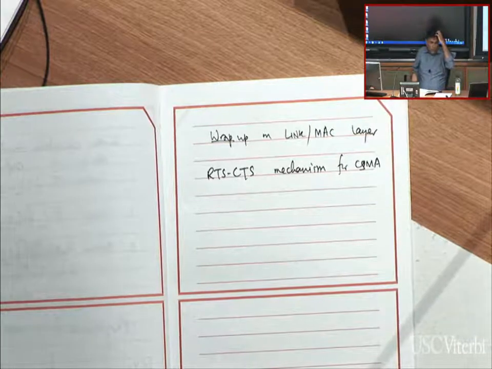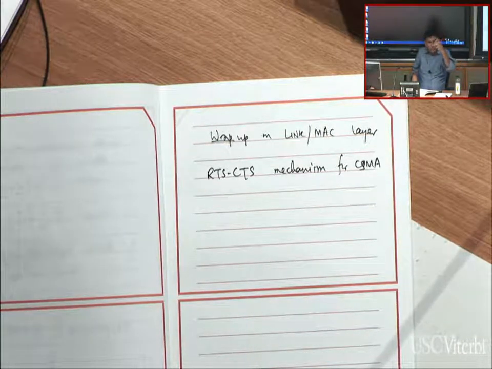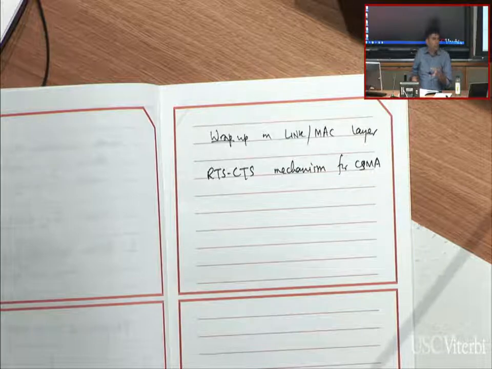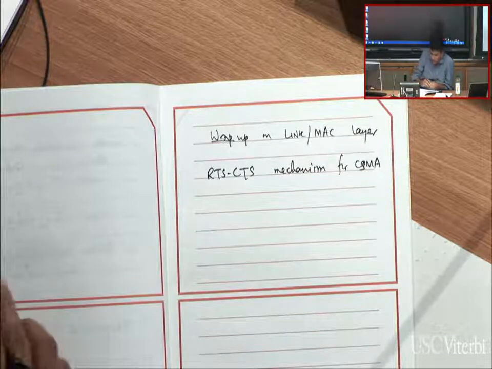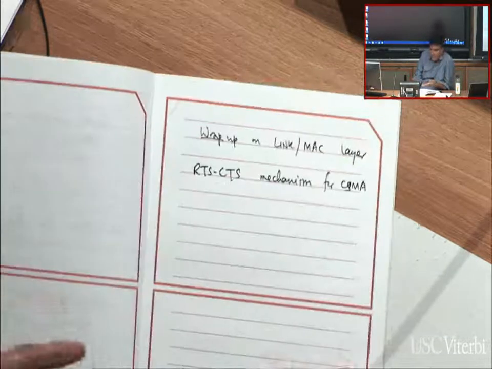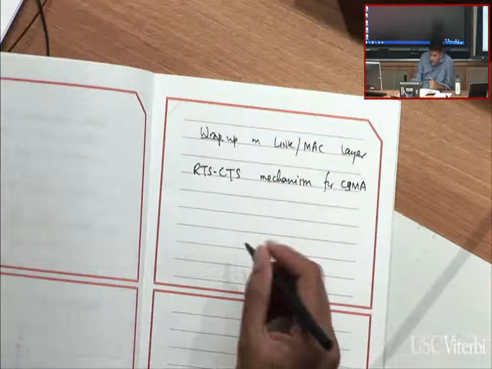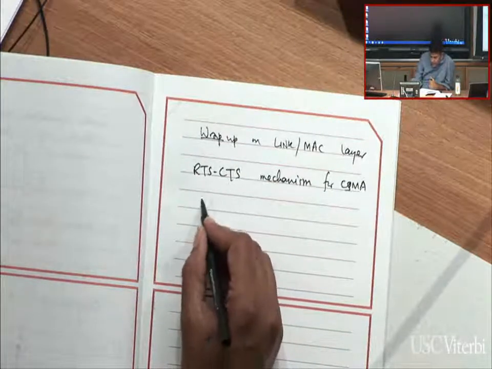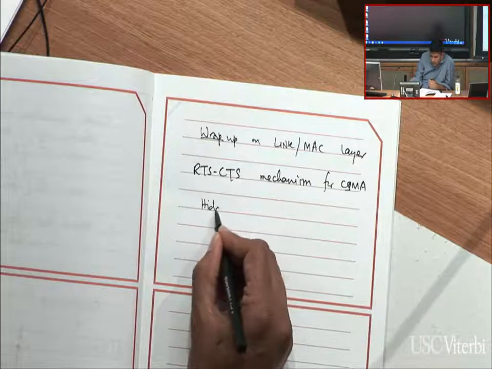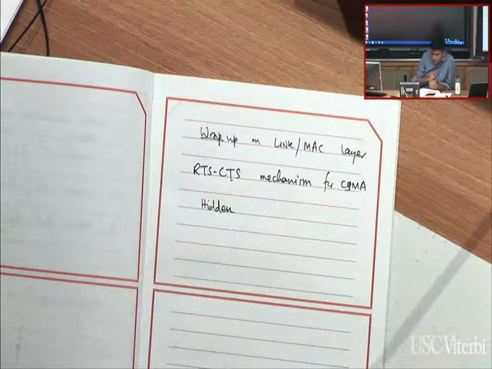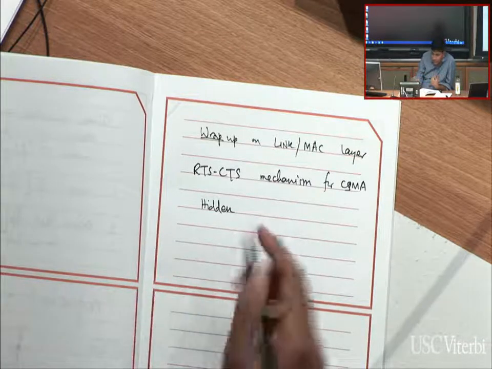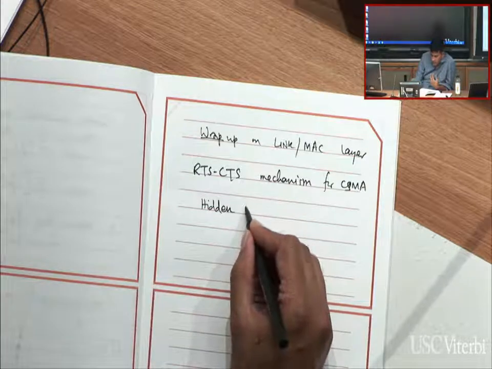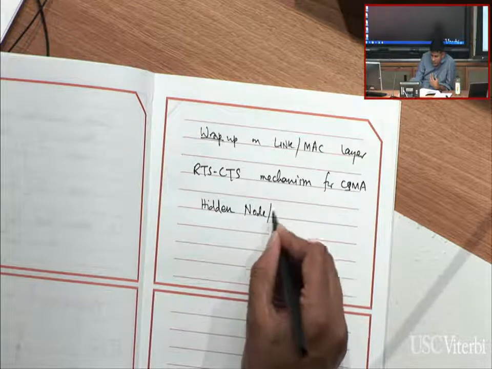Even for your assignments, you saw that there are different numbers if you use RTS/CTS for 802.11 versus you don't. What is this mechanism and why would you use it or not use it? It goes back to an early identification of a problem with CSMA by researchers, called the hidden node problem or hidden terminal problem.